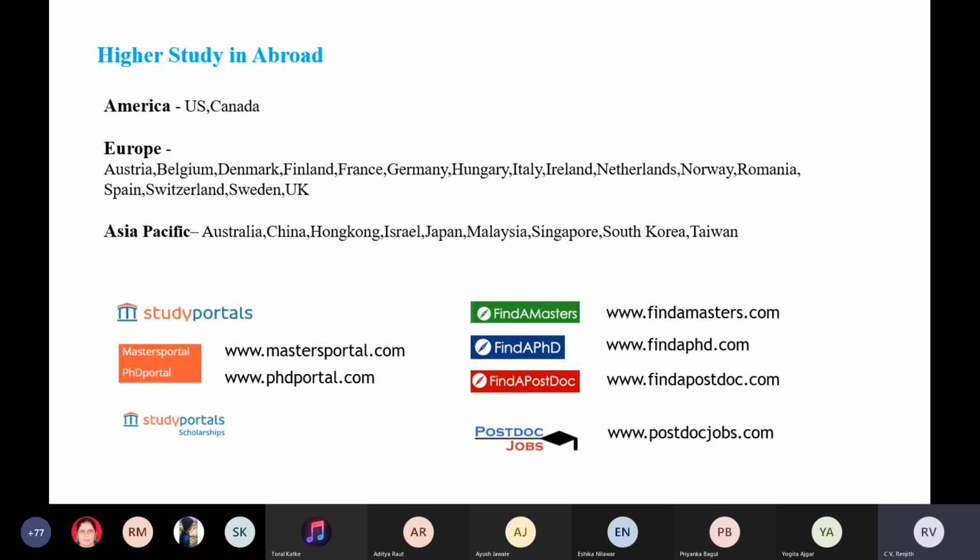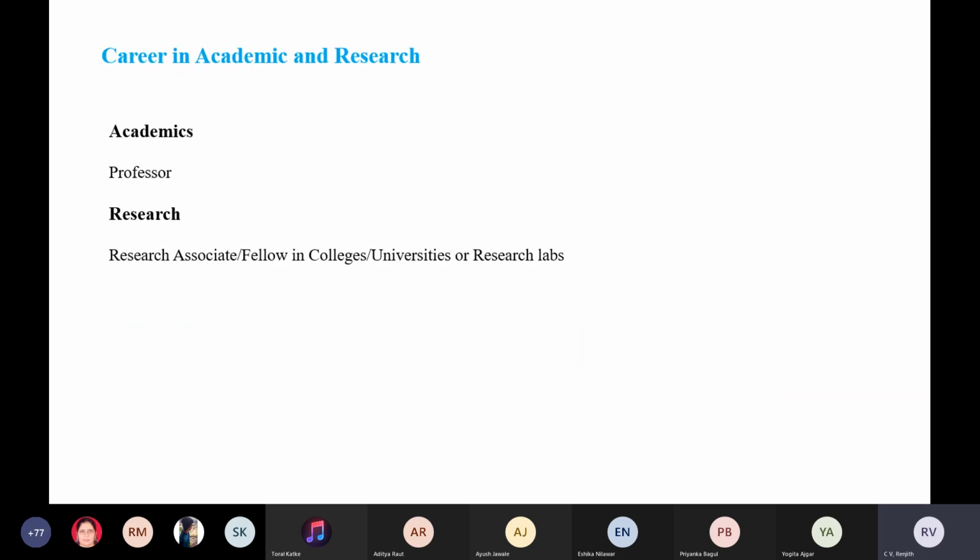Because sometimes they will have collaborative projects and all. It's not like in India, actually. They do really nice work where you get a chance to work with the various industries, and that will really help you, actually. Okay, so now let us talk about careers in academics and research.